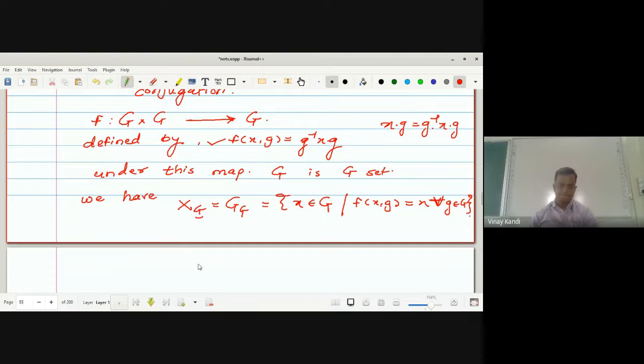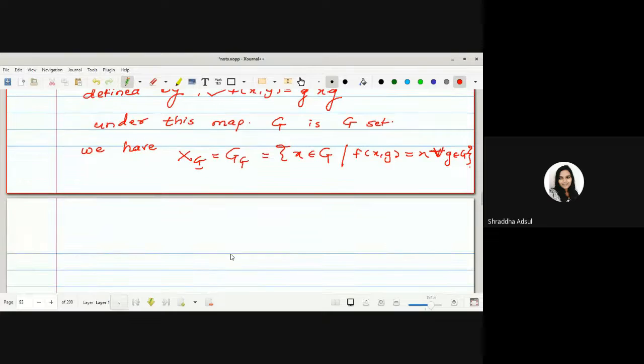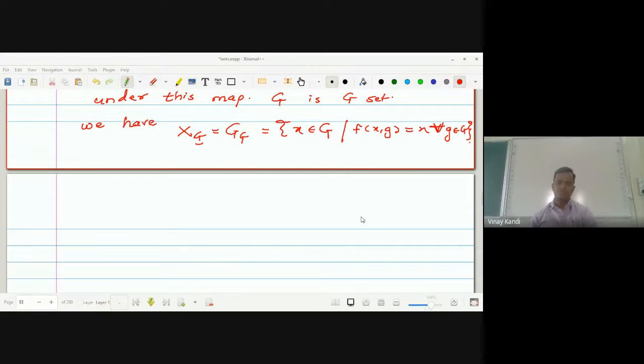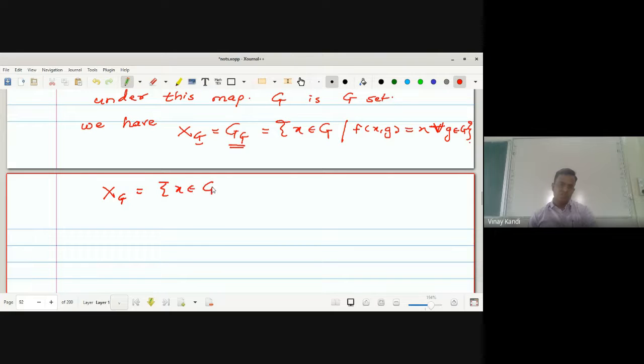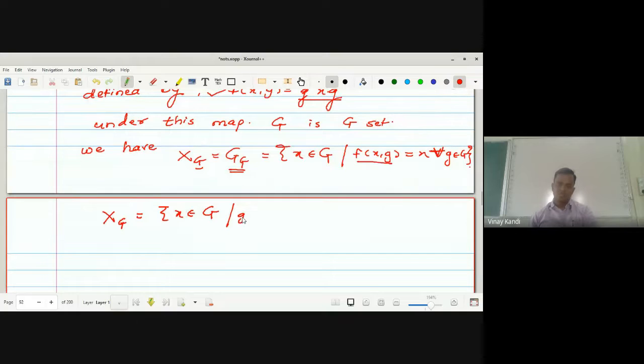समजते का? Hello. आवाज येतोय माझा? Reply द्या. Yes, sir. Okay, so this is X_G is equal to the collection of those elements belonging to G such that f of (x, g) is equal to x, that is x into g is equal to x. Now look at here. आता जी जी लिहिले की कन्फ्यूज होईल, त्यामुळे मी X_G लिहितो. X_G is equal to the collection of those elements belonging to G such that, what is f of (x, g)? कसा डिफाइन केला हा f of (x, g)? g inverse x g. Okay, so put here g inverse x g is equal to x for all g belongs to capital G.